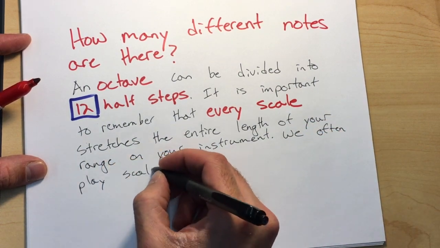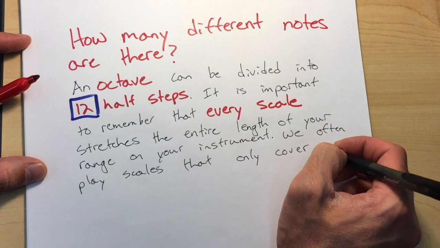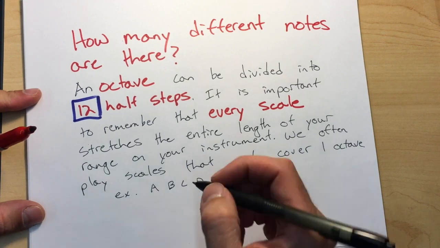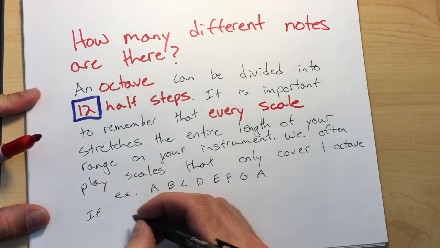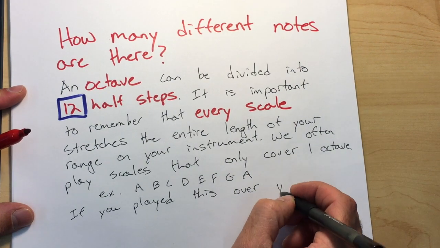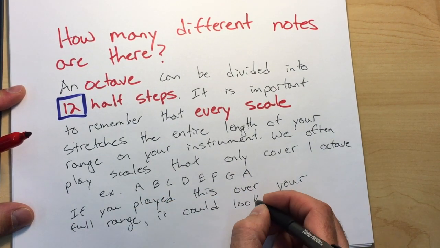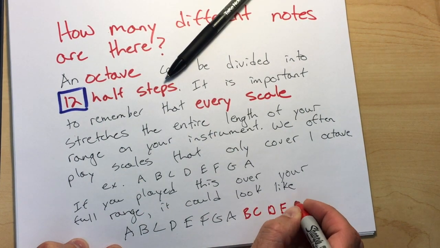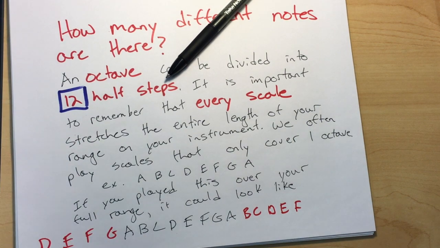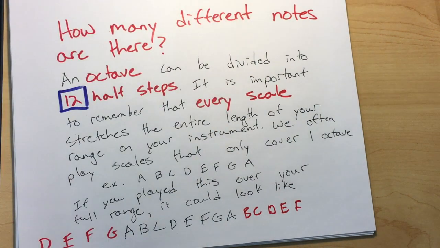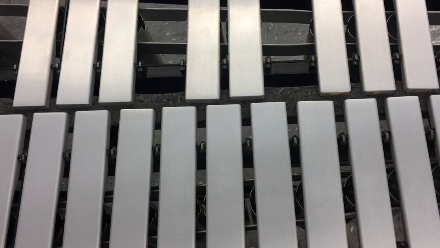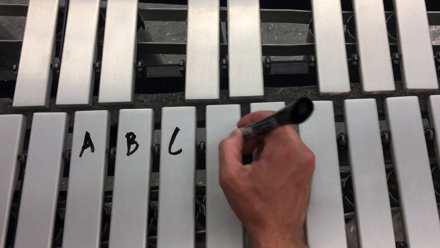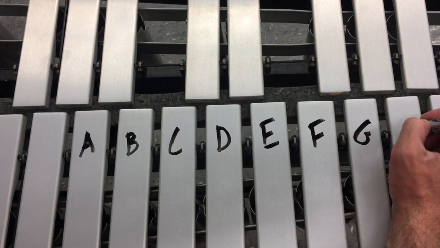It's important to remember that every scale stretches the entire length of your range on your instrument. We often play scales that only cover one octave, but every scale extends above and below that. So my example is A, B, C, D, E, F, G, A. You get your octave. If you play this over your full range, maybe you can't get up to the next A, but you can stay in that scale, and maybe you can start lower. I just encourage you guys to think of scales beyond the octave.